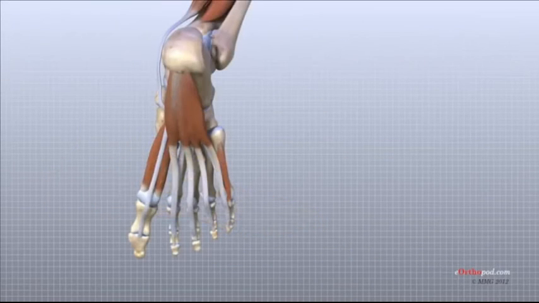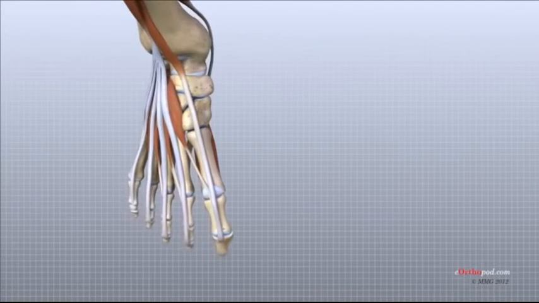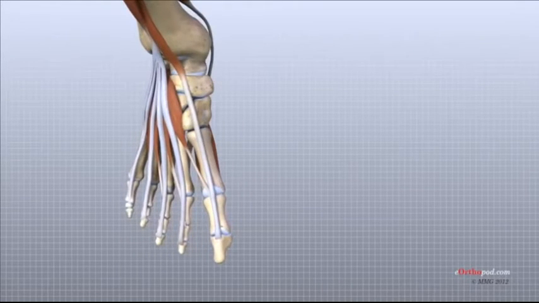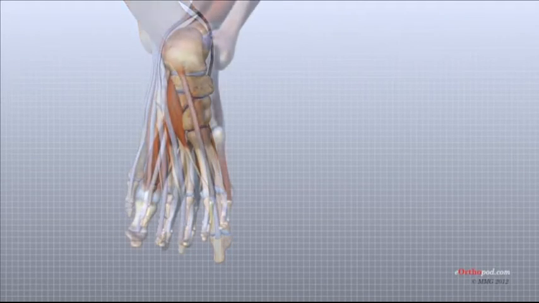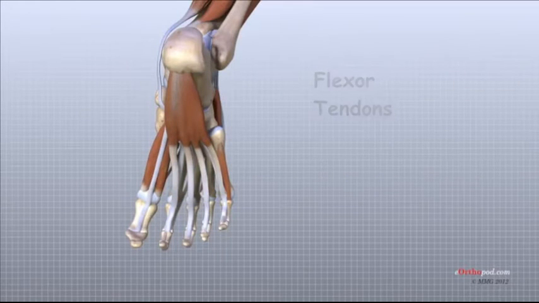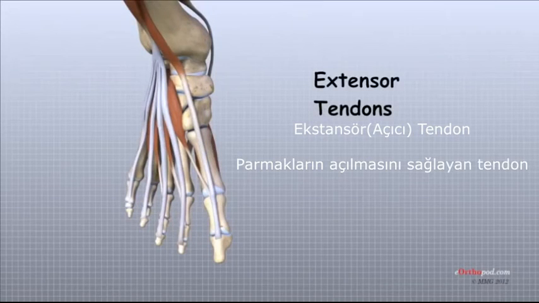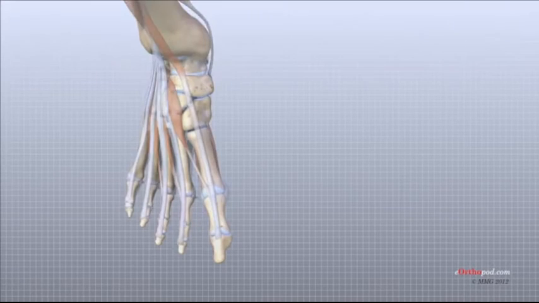There are a set of tendons that bend the toes down, or flex the toes, and a set of tendons that straighten or extend the toes. The tendons that flex the toes are called the flexor tendons. There are two flexor tendons on the undersurface of each toe. The tendons that extend the toes are called the extensor tendons. There are two extensor tendons on the top surface of each toe.